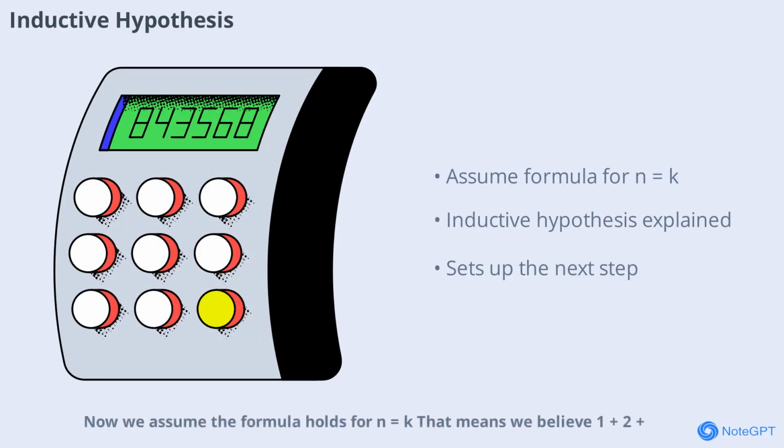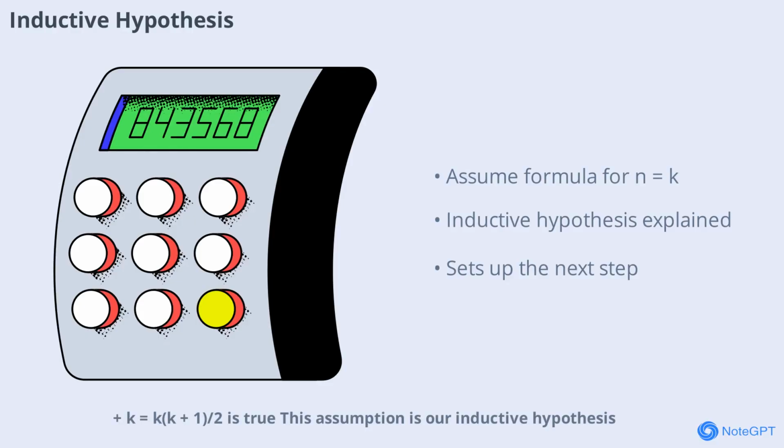Now we assume the formula holds for n equals k. That means we believe 1 plus 2 plus ... plus k equals k(k plus 1)/2 is true. This assumption is our inductive hypothesis. It's a temporary belief that helps us build the next step. By working with this hypothesis, we can try to prove the formula for n equals k plus 1, extending the truth to the next number in the sequence.